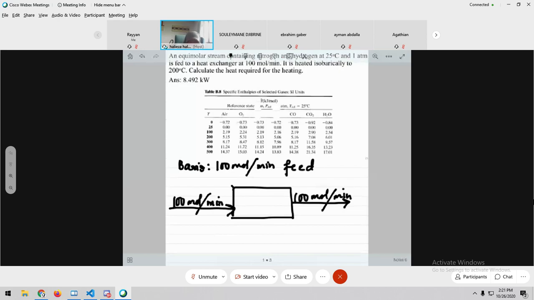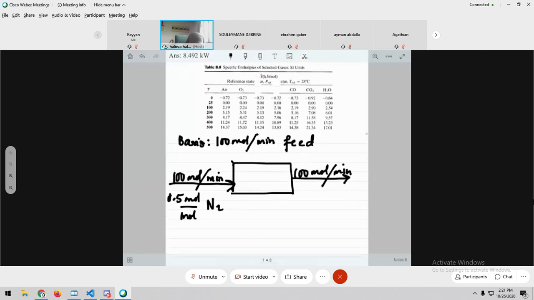Next, what do you need? You need the temperature. You have equimolar 0.5 mole per mole of nitrogen, and the same thing, 0.5 mole hydrogen per mole. That is your molar flow rate. The same thing on the outlet stream. The composition is the same, nothing changed because you only have in and out. One stream in, one stream out.